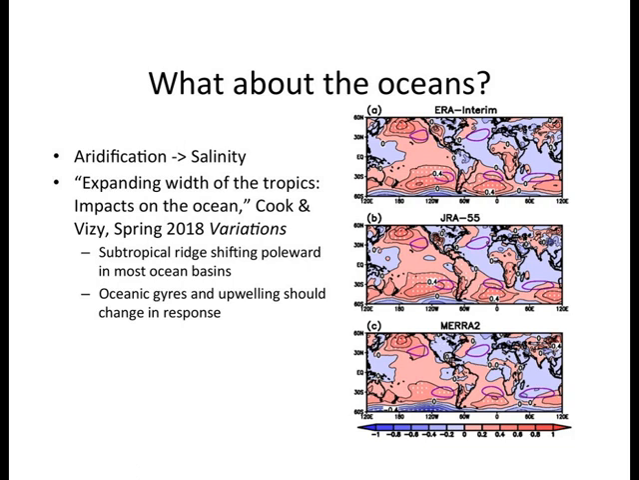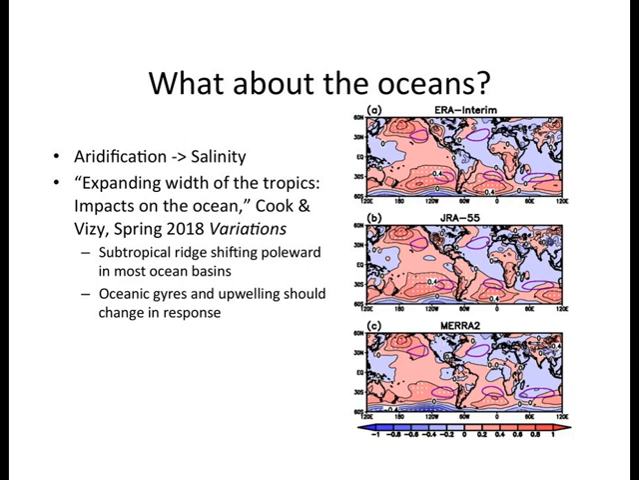Because of course we rely on the oceans for marine productivity. And of course, the aridification of the ocean is going to affect sea surface salinity, but Kerry Cook and Vizy looked at the expanding tropics' impact over the ocean. They looked at changes in the sea level pressure subtropical ridge, which is shown in the figure to the right. So you have trends shaded versus the climatology in the purple contours. And reanalyses agree that we're experiencing a poleward shift in the subtropical ridge.